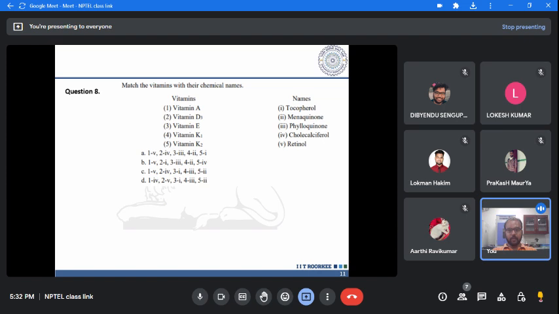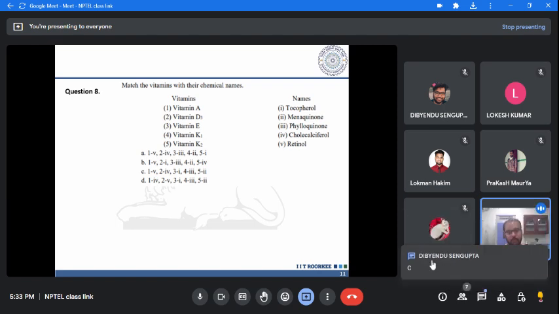For vitamin C, what is the chemical name of vitamin C? Vitamin D3, vitamin E, vitamin K1, vitamin K2. So if you know two, you know the answer. If you know the two, you can tell what the answer is for this question. So you have to eliminate one by one, then you will get your answer.